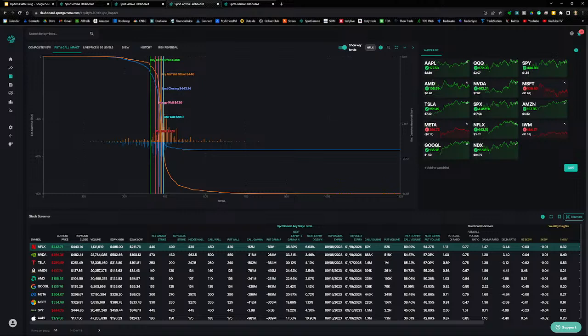So what happens during the week, traders will buy calls that expire at the end of the week. So call stocks have weekly expirations. Traders will start buying calls at the beginning of the week, and then as the week goes on, those calls, especially on expiration day, they will start to lose value. So when traders buy calls, market makers sell the calls.